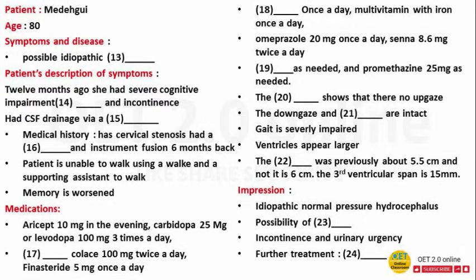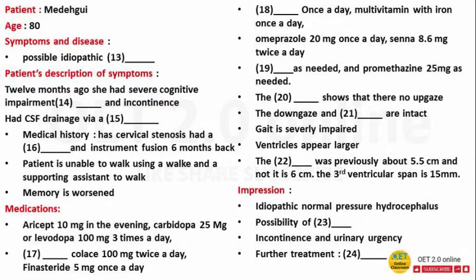Do you have any headaches? No, Doctor. I think my memory has worsened. What medication are you taking? Aricept 10 milligrams in the evening, carbidopa 25 milligrams or levodopa 100 milligrams 3 times a day, citalopram 40 milligrams daily, Colace 100 milligrams twice a day, finasteride 5 milligrams once a day, Flomax 0.4 milligrams once a day, multivitamin with iron once a day, omeprazole 20 milligrams once a day, senna 8.6 milligrams twice a day, Tylenol 650 milligrams as needed, and promethazine 25 milligrams as needed.